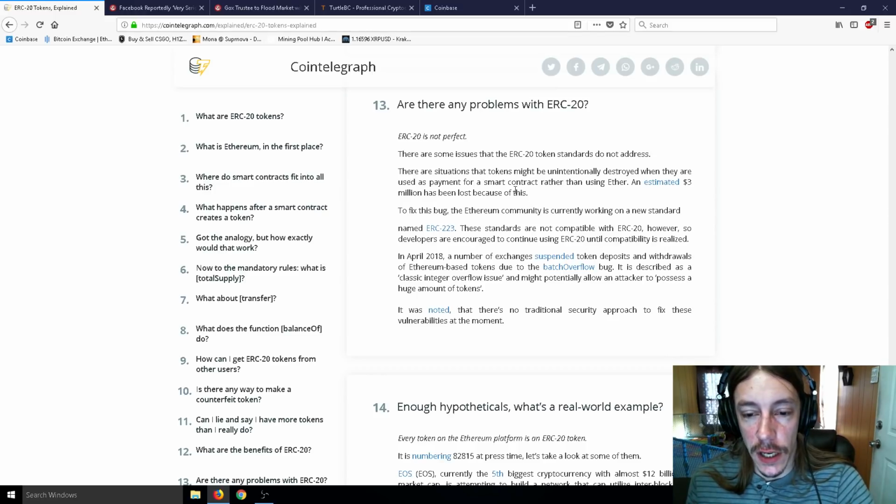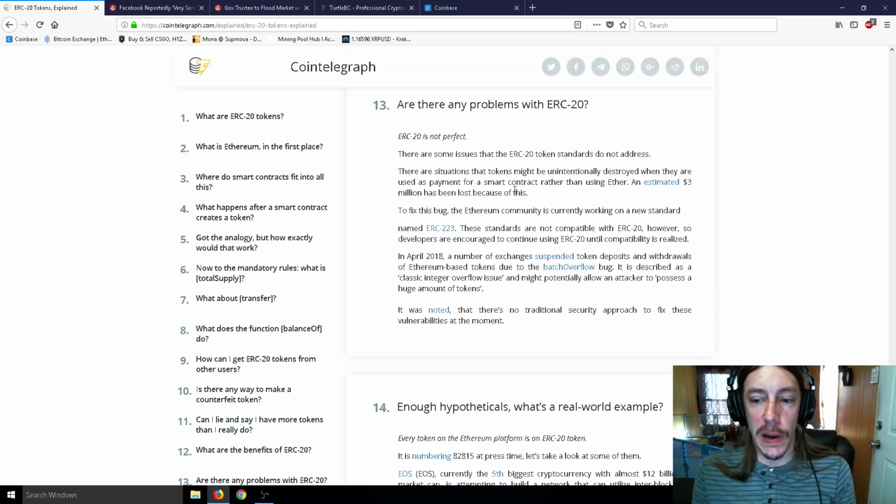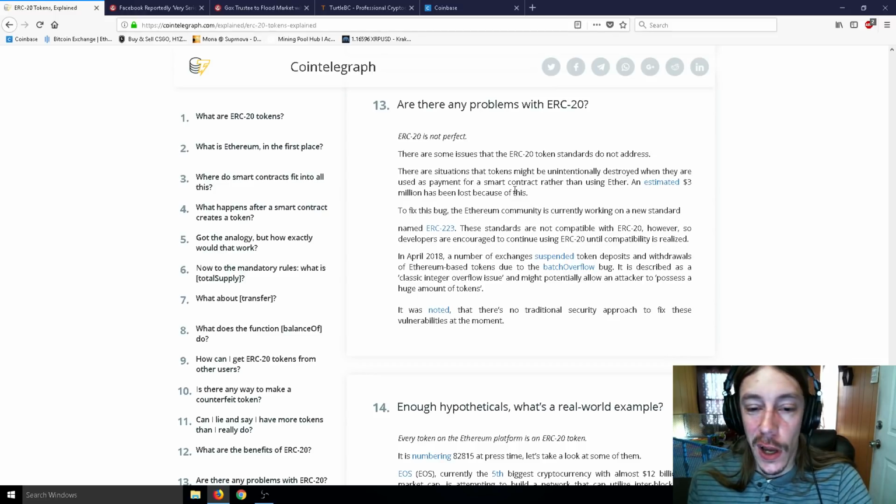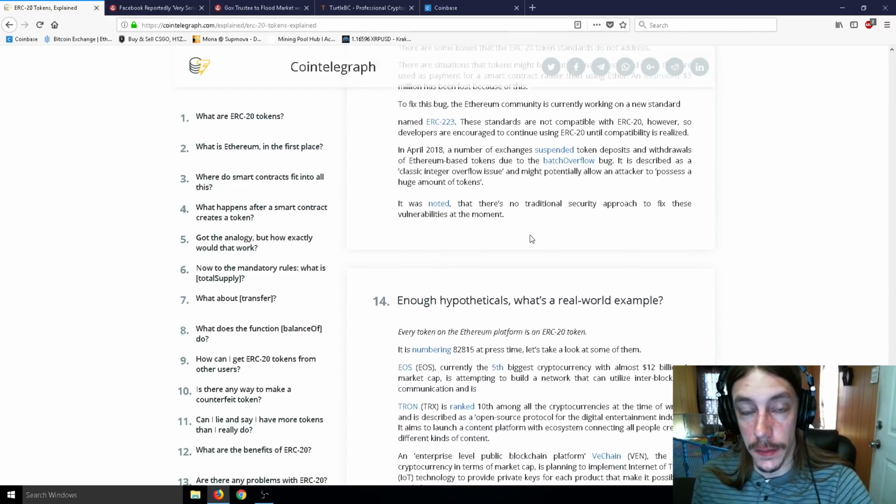In April 2018, a number of exchanges suspended token deposits and withdrawals of Ethereum-based tokens due to the batch overflow bug. It is described as a classic integer overflow issue and might potentially allow an attacker to possess a huge amount of tokens. It was noted that there's no traditional security approach to fix these vulnerabilities at the moment.